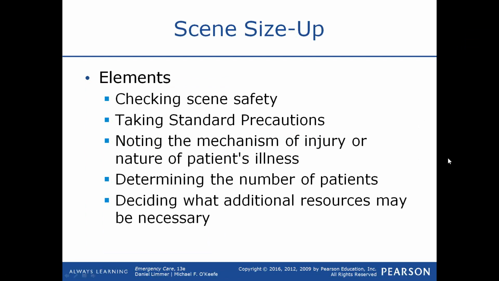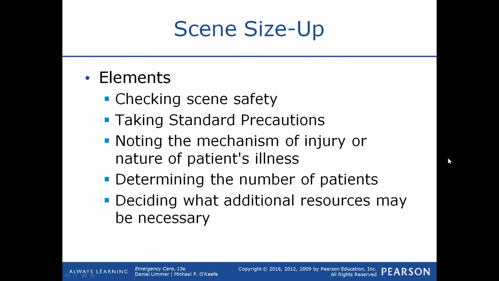Like as an example, if the patient fell on an outstretched arm, there's a good chance that they may have a broken clavicle or a broken wrist. So knowing the mechanism or how the injury occurred may help us determine what's wrong with the patient. Same holds true with the illness the patient has. If it's a respiratory problem, it could be heart or it could be lung, but it may help you narrow down your possibilities. And then determining the number of patients that you have.